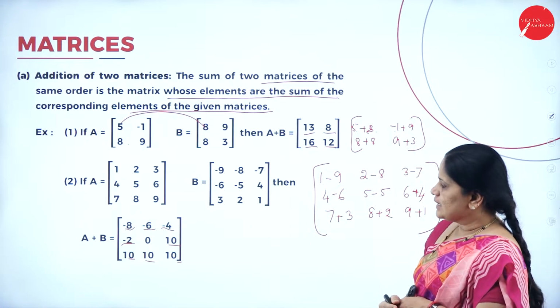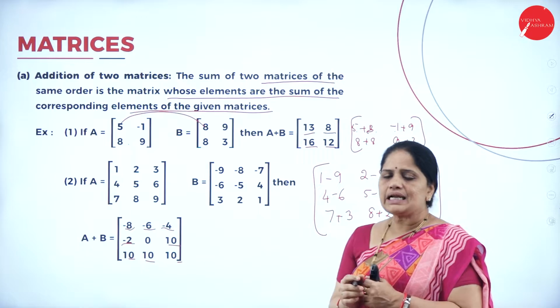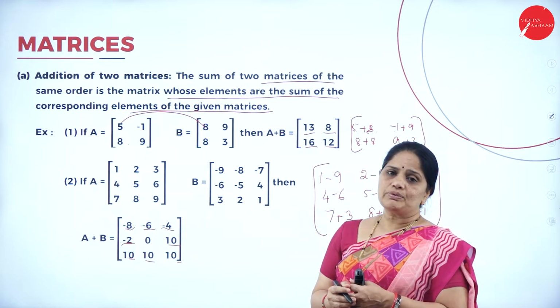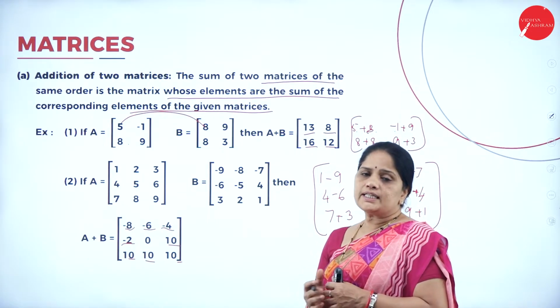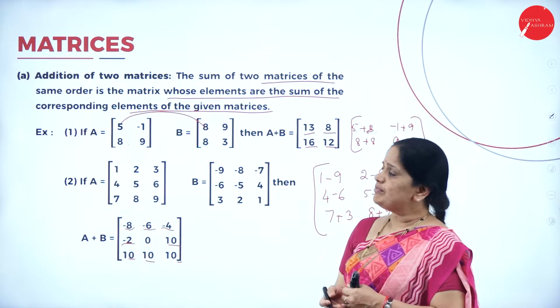If we can see here, we add the corresponding elements of the matrix, and the main condition is both the matrices should be of the same order. Only then we can have addition of matrices or subtraction of matrices.